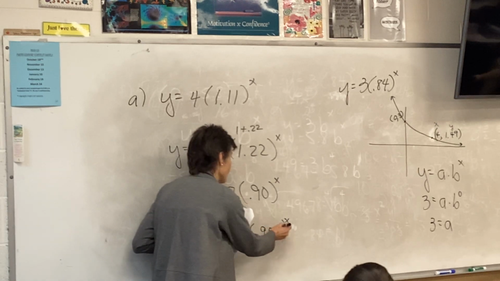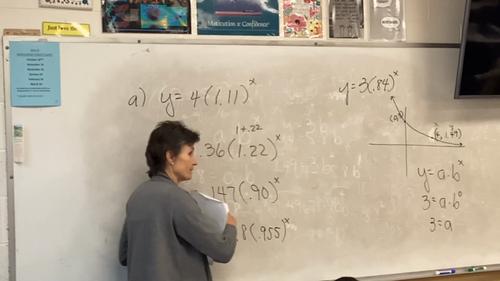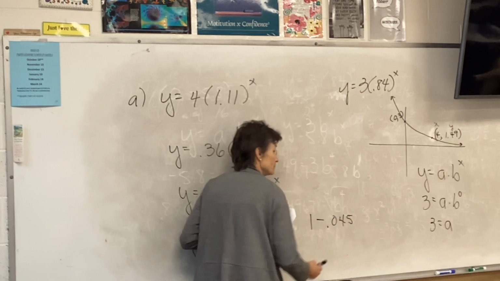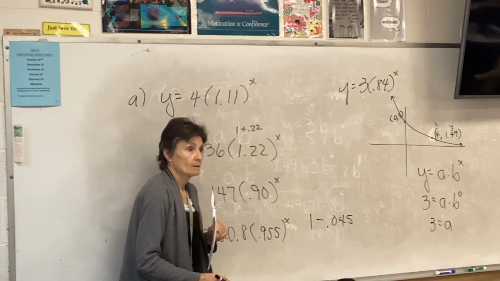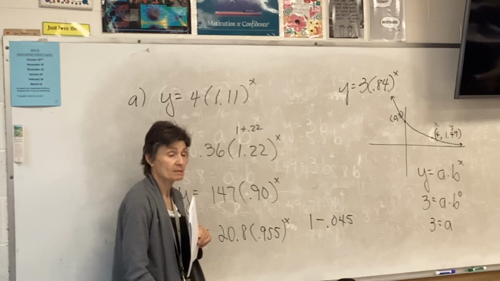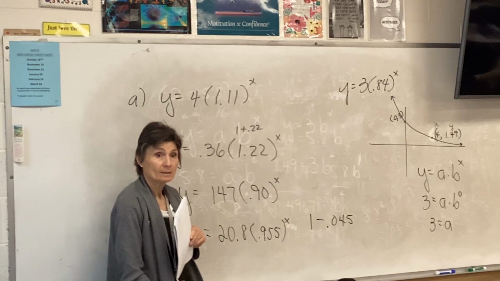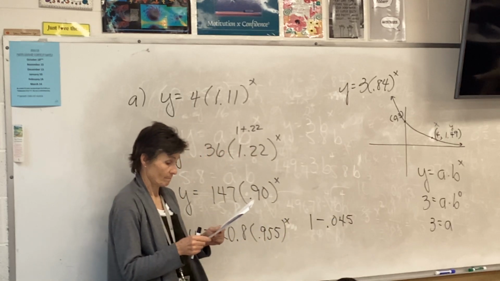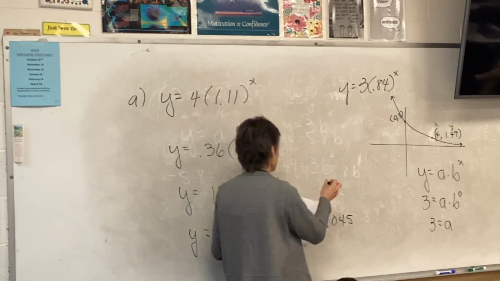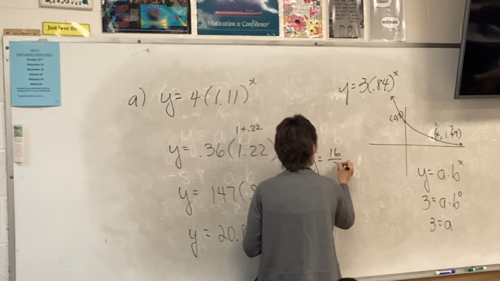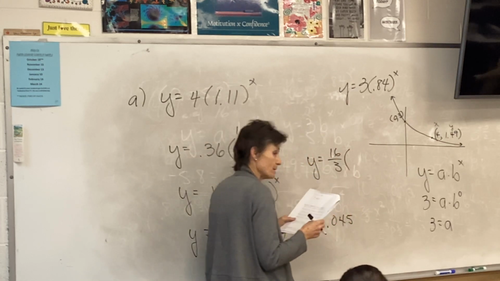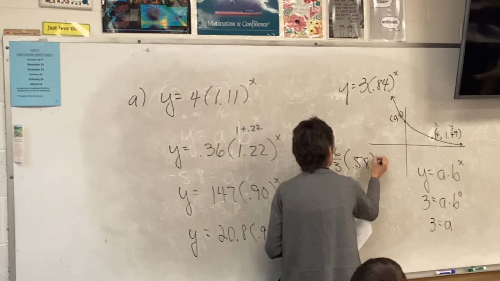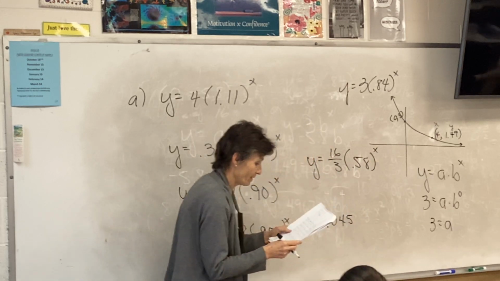0.955. And for those of you that are wondering where she got that, it's 1 minus 0.045. 4.5% is 0.045, and a decrease is 1 minus that amount. All right, and finally E, 16/3 times what? We're decreasing 42%. 0.58.